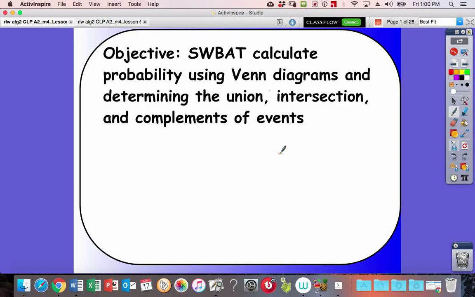Before we talked about two-way tables, and now we're going to talk about how you represent things in a Venn diagram. And then if you have that Venn diagram, how you can determine the union and the intersection and the complements of events. So it's just a different way of representing things.